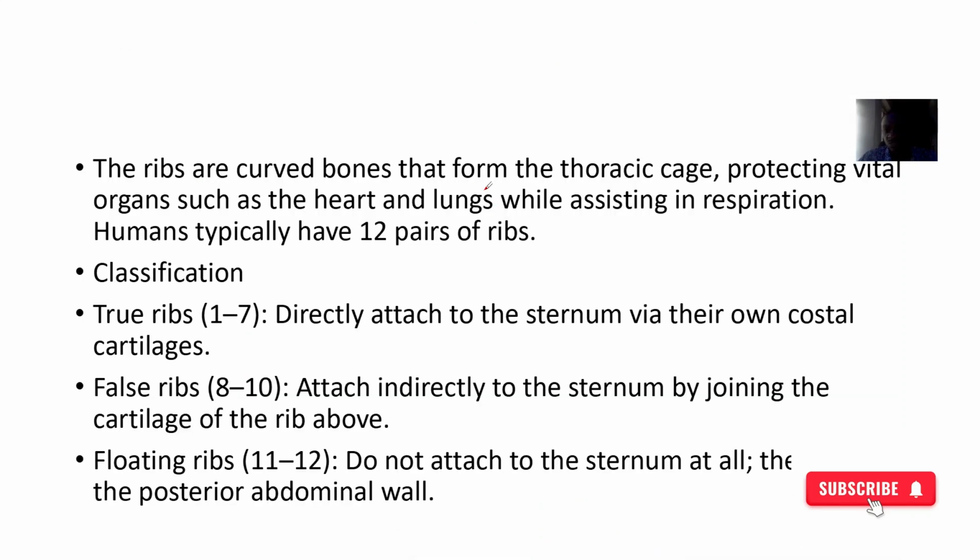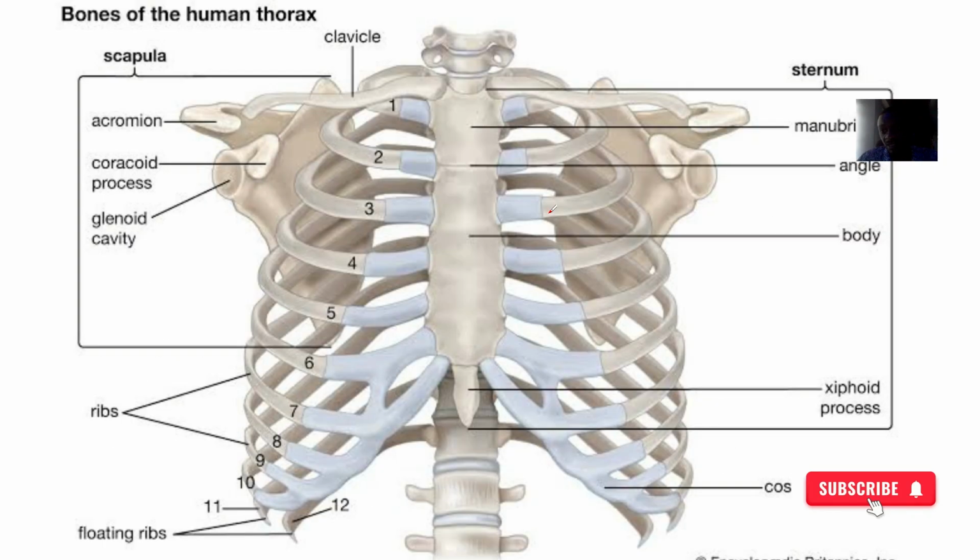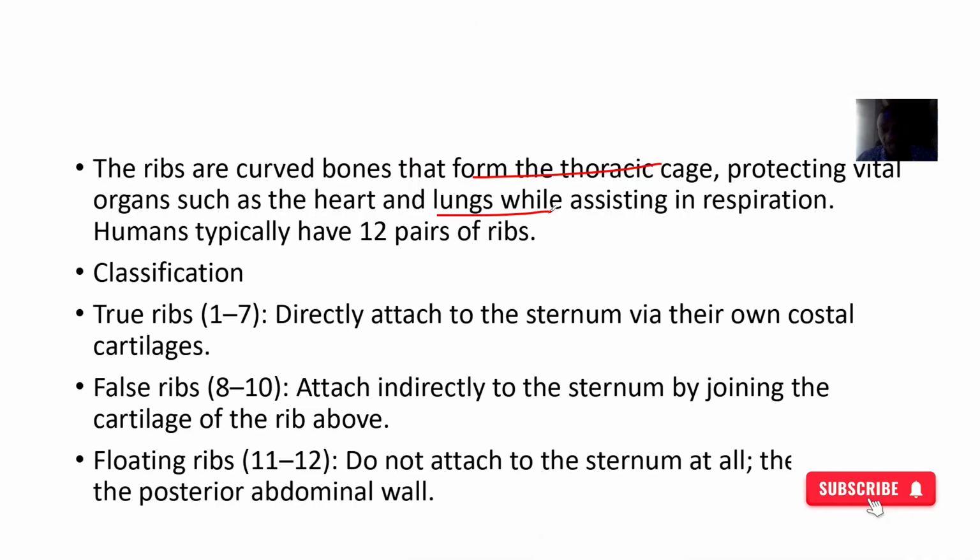So the rib cage, you should know, is made of curved bones and they form the thoracic cage. They protect vital organs like the heart and the lungs, and they help in respiration. For you to be able to breathe in and breathe out, your rib cage has to be intact.